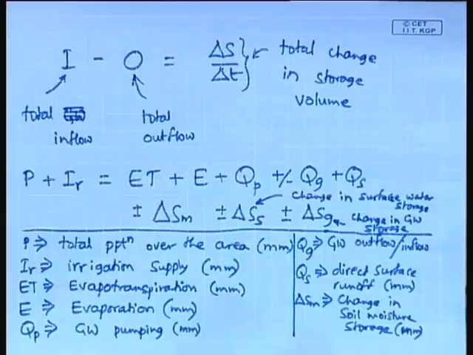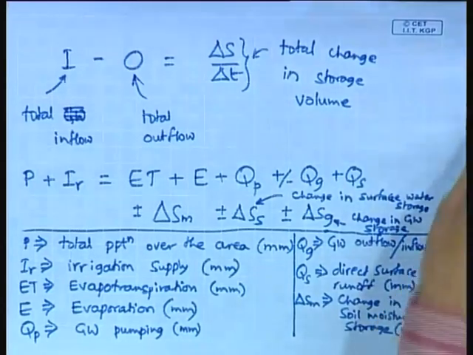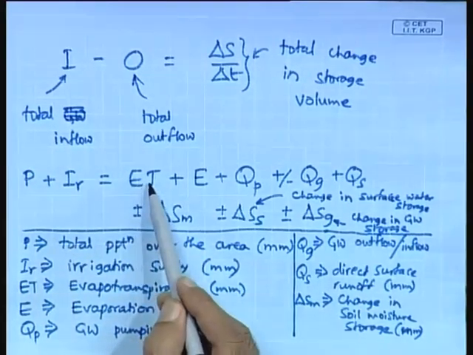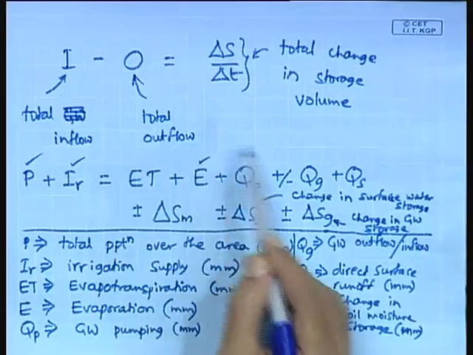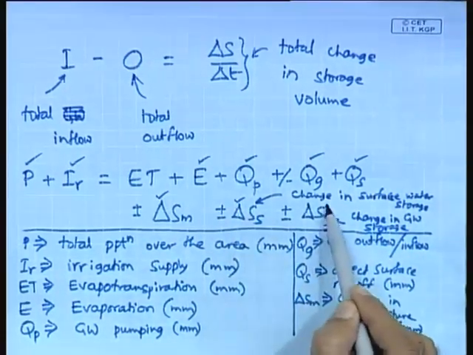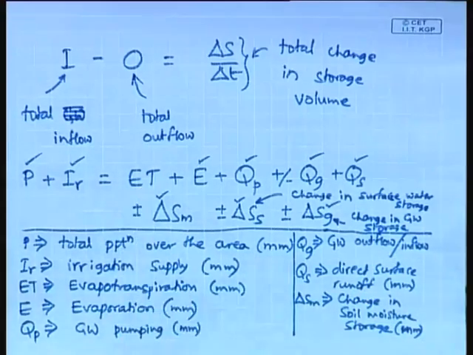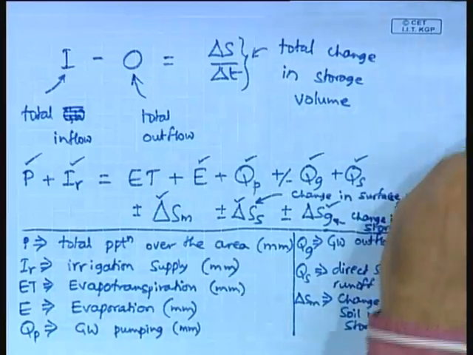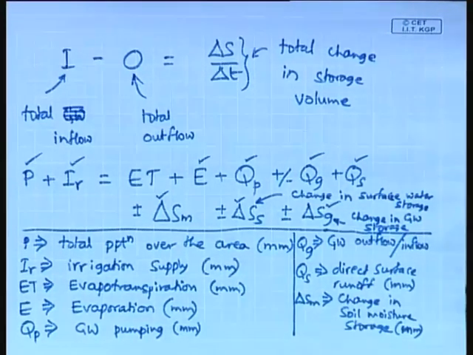then QS is the direct surface runoff from that area, then the change in the soil moisture through various instruments such as lysimeter etcetera, then change in the surface water storage as well as change in the groundwater storage. If all these terms are estimated, then the only unknown in this case will be the evapotranspiration. So, this is known, this is known, and so on; the only unknown is the evapotranspiration, which we can estimate provided all our estimates or measurements are reasonably correct.